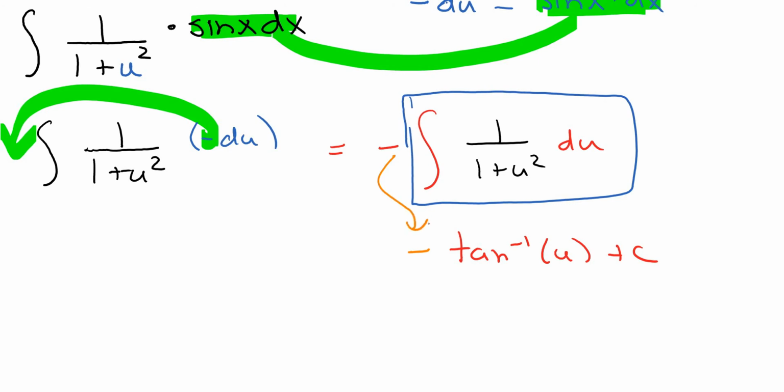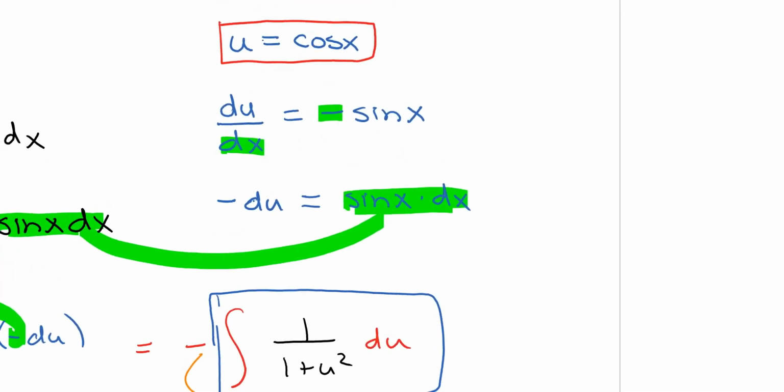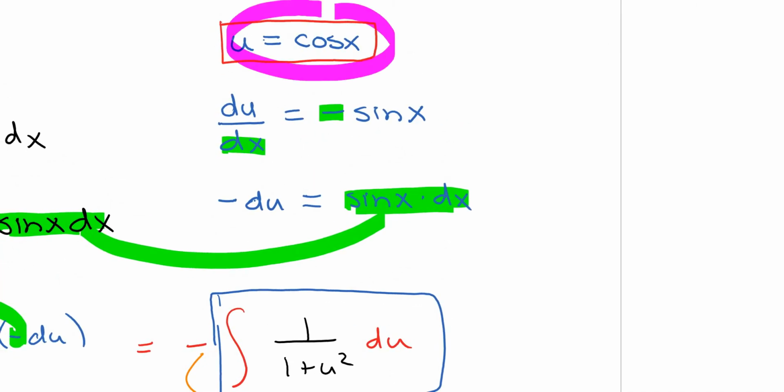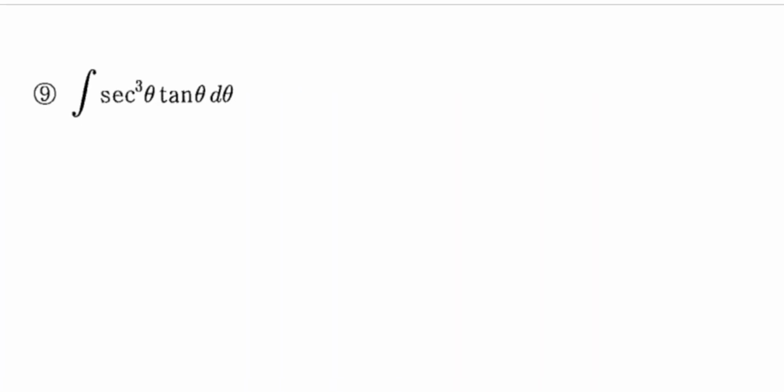And then once again, you have to ask yourself what was u again? Well, u was cos x at the very top here in purple. U was cos x, so this u now changes into cos x. So my final answer will be negative tan inverse cos x plus c, and that's my final answer for that problem. Okay, let's keep on going here. Question number 9 now.